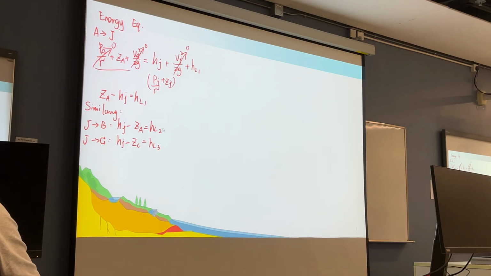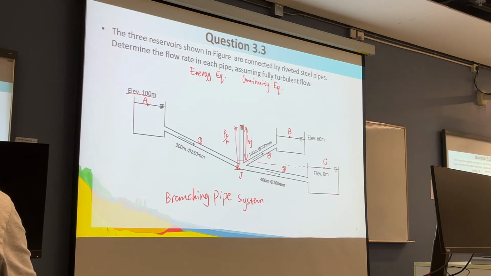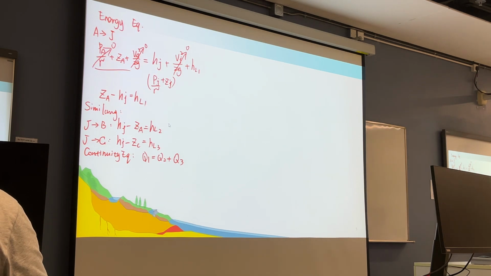Another is the continuity equation. From the continuity equation, we know that Q1 is equal to Q2 plus Q3. In the junction here, inflow is from pipe 1, and outflow is pipe 2 and pipe 3. So the continuity equation tells us that the inflow is supposed to be the same as the outflow here. So we have four equations.